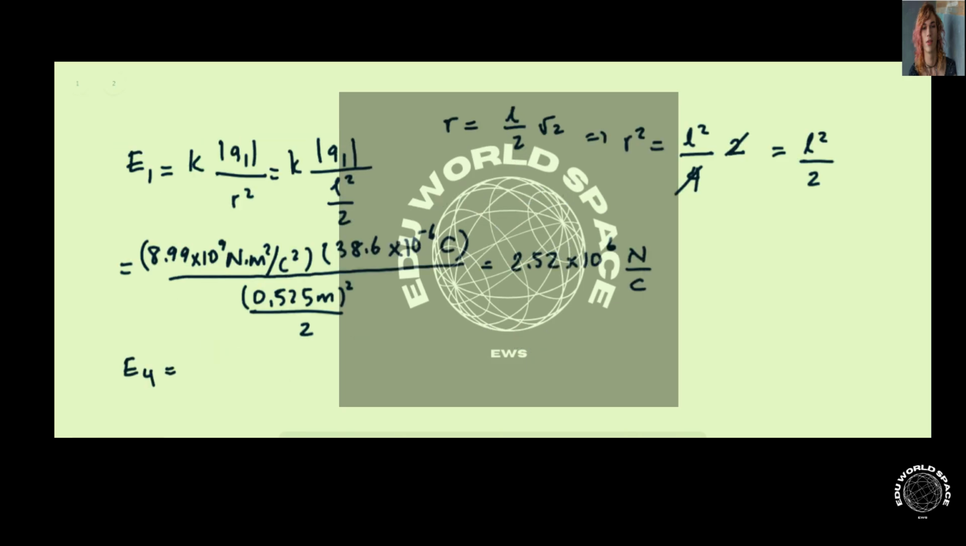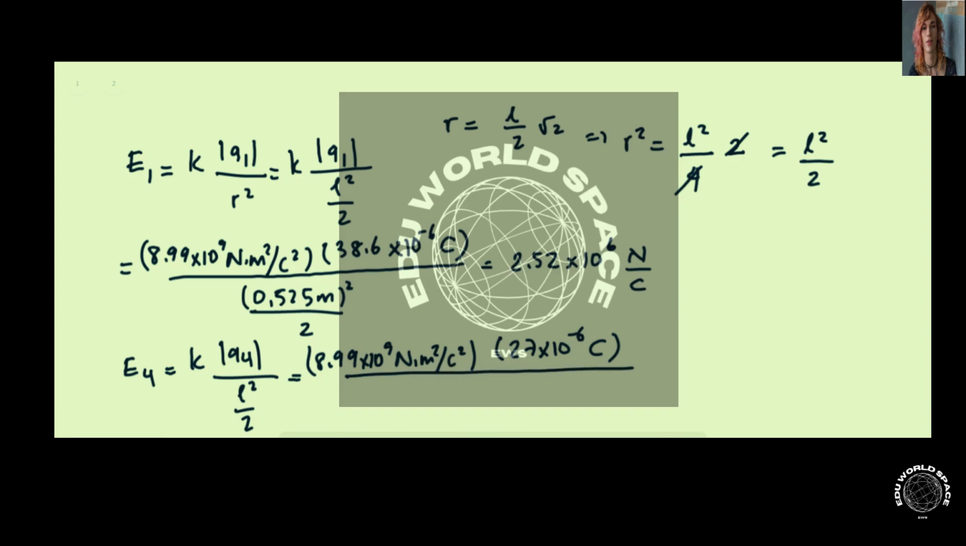So E4 is going to be equal to K times Q4 over, again, L squared over 2, right? Then Q4 is given to us as negative 27 microcoulombs. Let's just take the magnitude of that. So that is going to be 27 times 10 to the power negative 6 coulombs divided by 0.525 meters squared over 2. From here, we're going to find the magnitude of E4 to be 1.76 times 10 to the power 6 newtons per coulomb. Now, which one is greater, right?